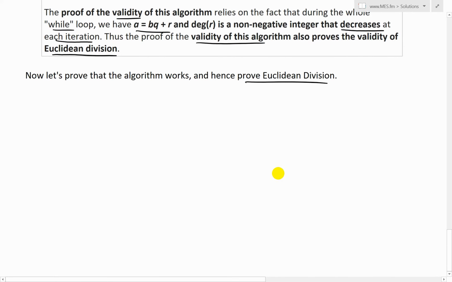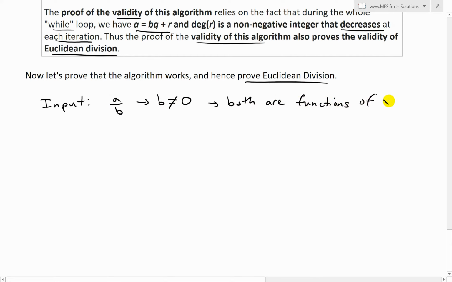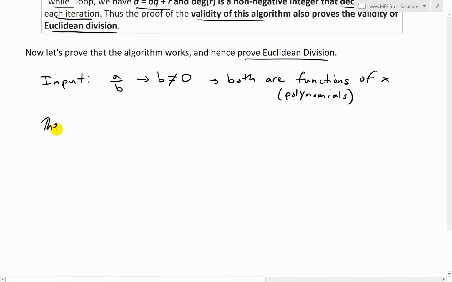To make sense of all of this, first I'll write the input: we are inputting a over b, where b is not equal to 0. These are two polynomials, and both are functions of x, like here. So these are both polynomials of x. Now we'll write the theorem out. The theorem is just Euclidean division: a equals bq plus r.